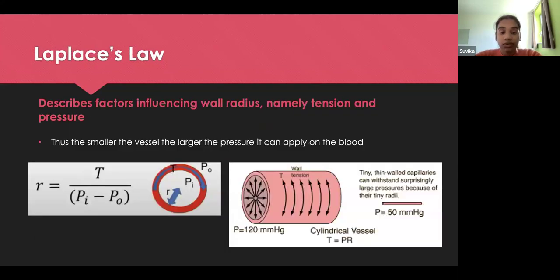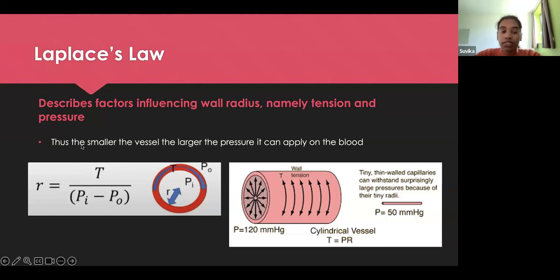Now, Laplace's law follows on from Poiseuille's law because they describe the factors that influence the radius of the vessel, particularly the tension in the wall and the pressure of the blood itself. So if you've got a smaller vessel, then your pressure will be larger on the actual blood. So this is the equation. This is your radius, this is your tension, and this is the difference in pressure between the inside of the vessel versus the outside of the vessel.